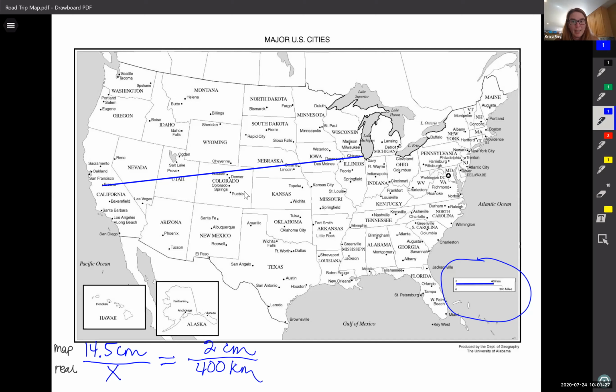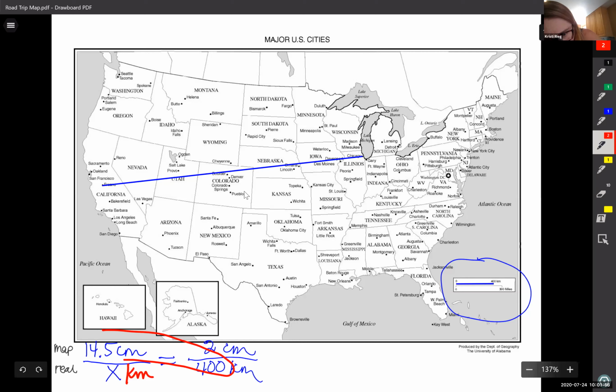My trip that I'm taking is 14.5 centimeters on the map. So what is that in kilometers? Okay, I'm just gonna write on the map because who cares? So I'm gonna do my butterfly. And I don't need to worry about units anymore because they're the same on both sides. So I'm gonna end up with kilometers down here. So don't worry about units, we're just gonna look at the numbers. And so using my butterfly, I have 14.5, bye-bye Gulf of Mexico, 14.5 times 400 equals, well, this side is easy, 2 times x.